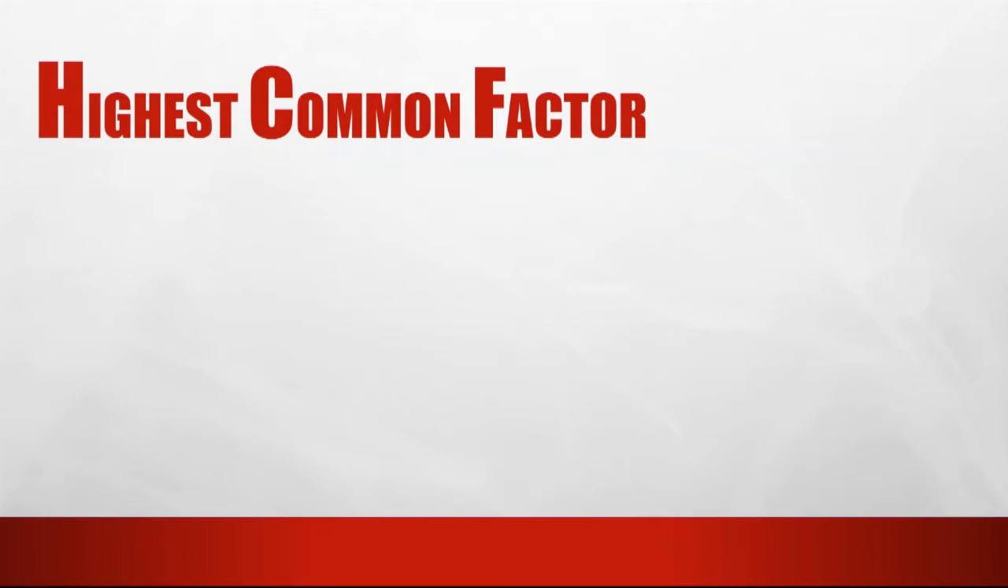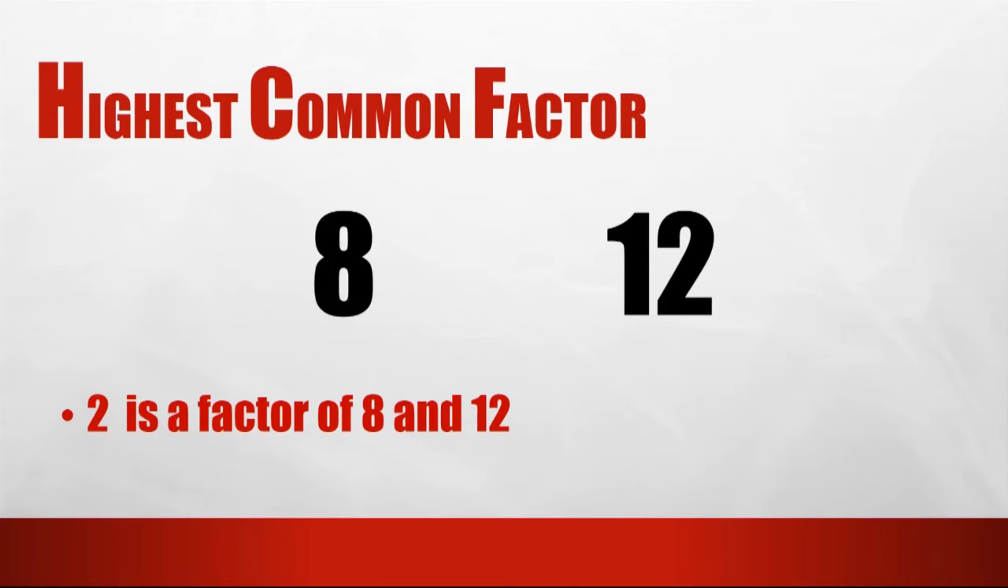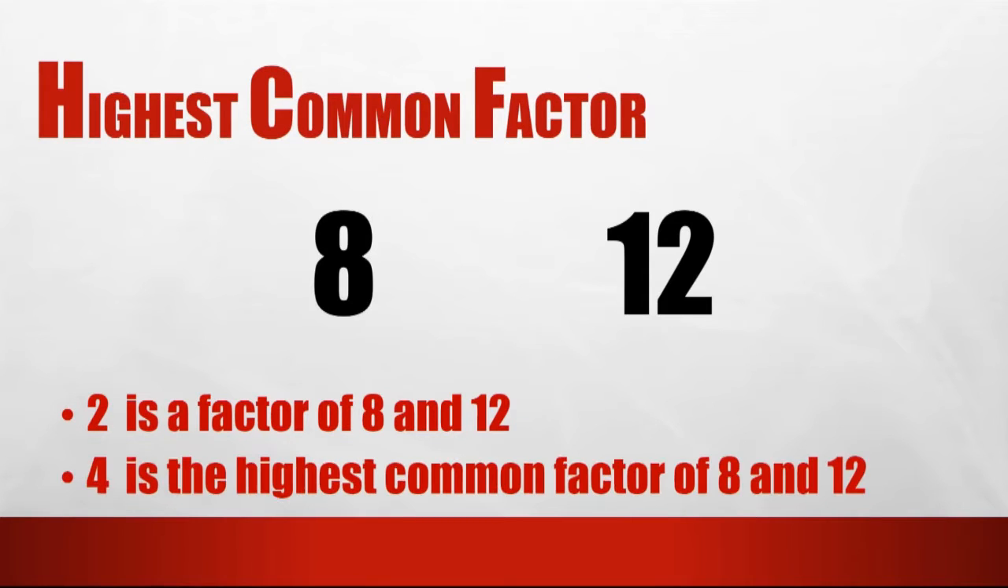So the first exercise really requires you to know what highest common factor means. So let's have a look at two numbers, 8 and 12. They both have got the factor of 2. That means 2 will divide exactly into both of those numbers. So we can say that 2 is a factor of 8 and 12. But there is also another number, a higher number, 4, which goes exactly into 8 and 12.